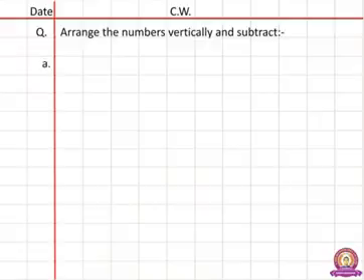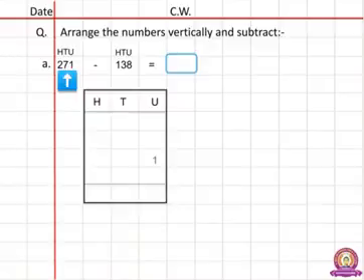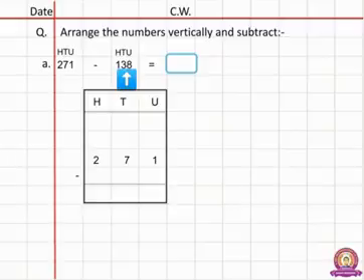A. 271 minus 138. In the number 271, 1 is in the units place, 7 is in the tens place, and 2 is in the hundreds place. In the number 138, 8 is in the units place, 3 is in the tens place, and 1 is in the hundreds place.